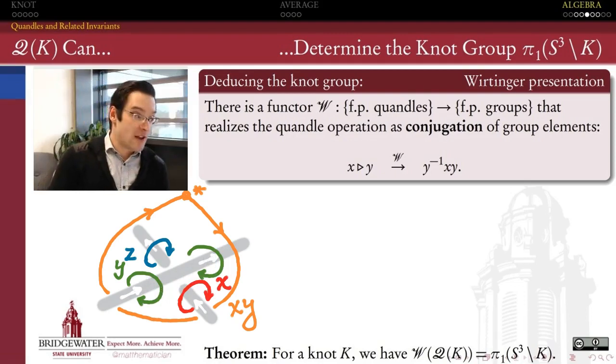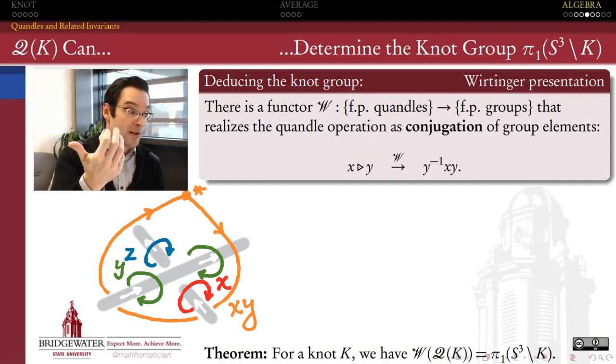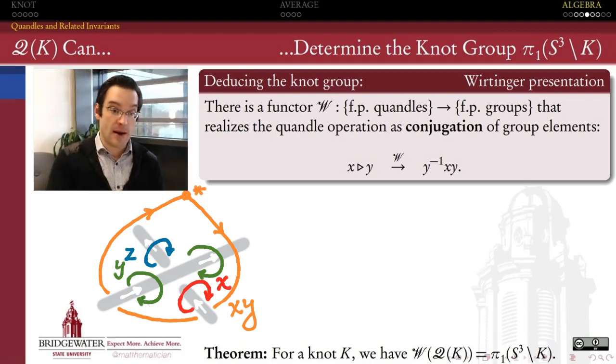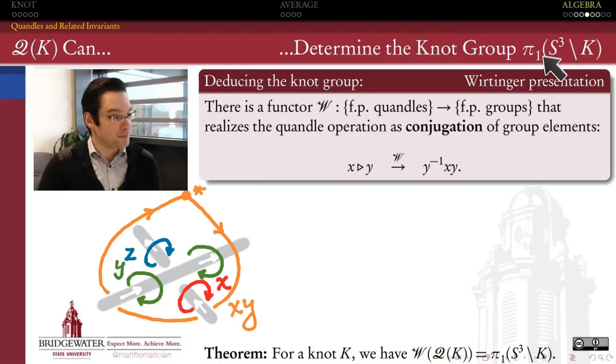We'll also use the convention, that's the right-hand rule. In other words, if you point your thumb in the direction that the arc is oriented, then your fingers are going to curl in the direction that that generating loop actually goes. So those are what the elements look like, and at every crossing I'm going to have an x, a y, and a z as three distinct elements of my knot group.